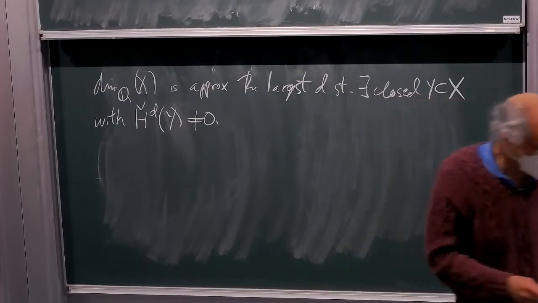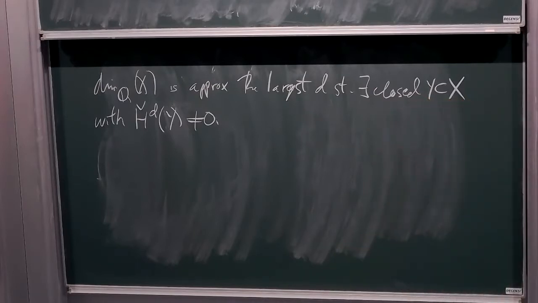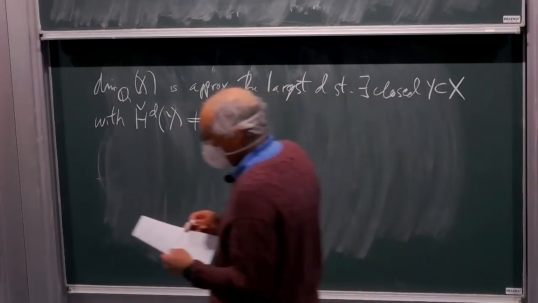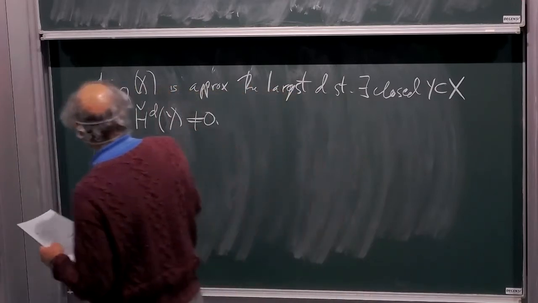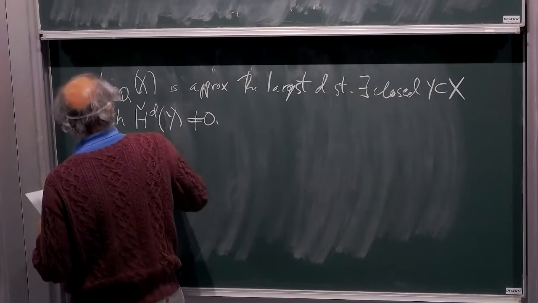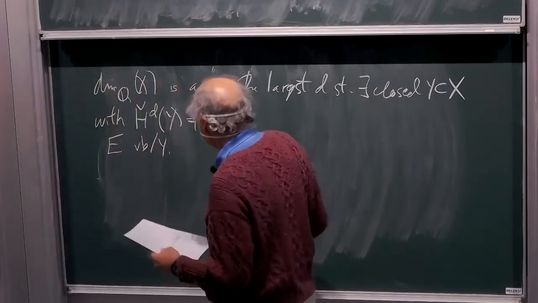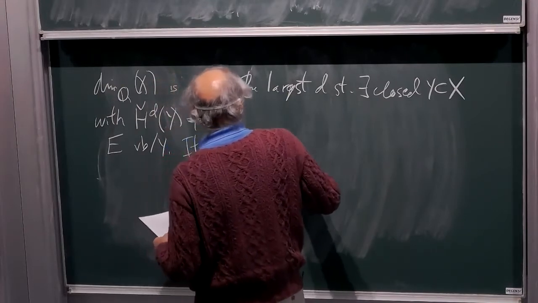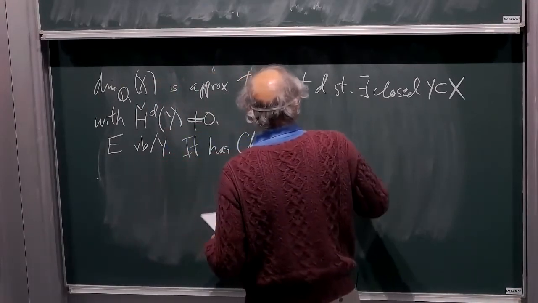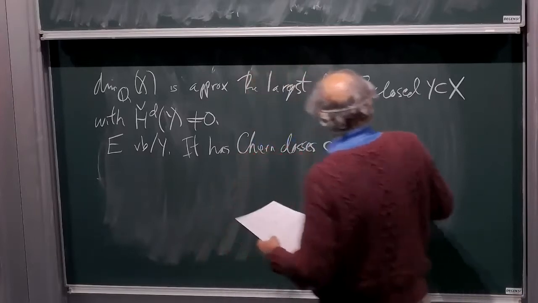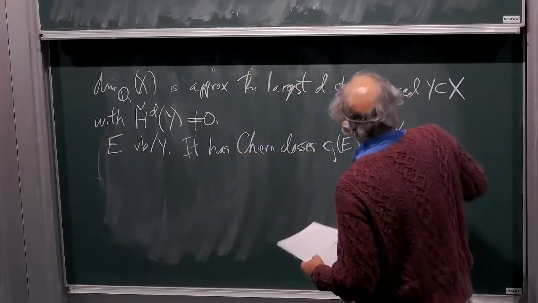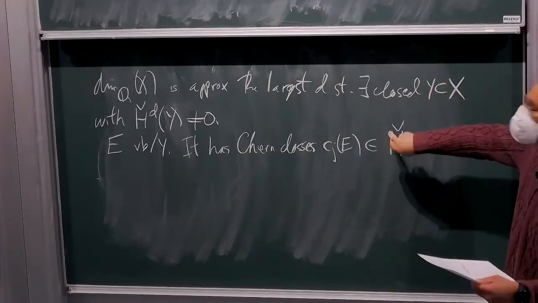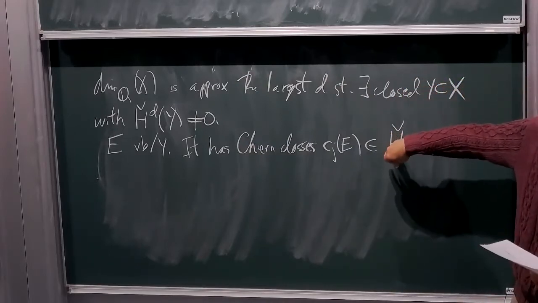Okay, that's the wrong page. This is what I want. Okay, so let E be a vector bundle over Y. It has Chern classes C_j of E in Čech cohomology. So again, for nice spaces, this is the same as singular cohomology. So if you don't like Čech cohomology, think of singular.